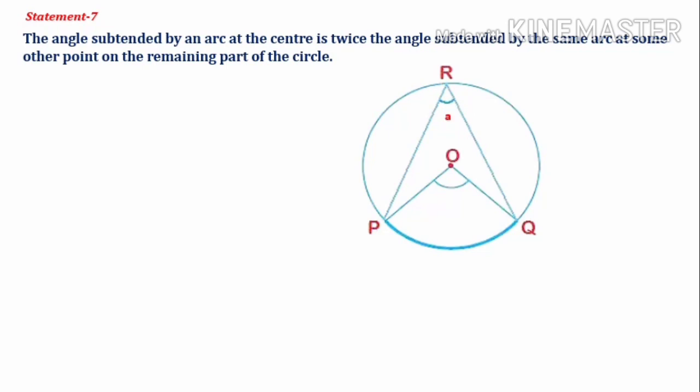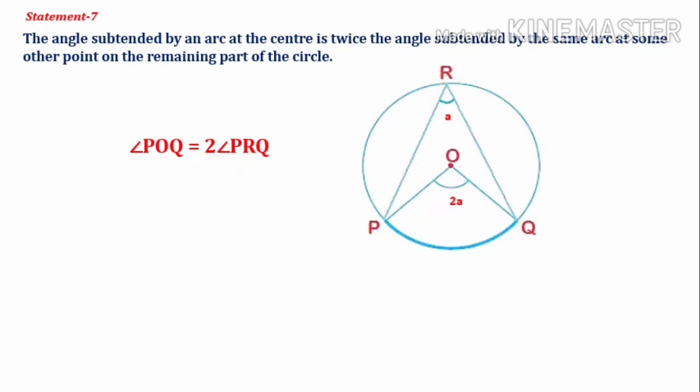For example, if you take this angle as A, the angle at the center is twice that, meaning 2 into A. Once again I repeat, the angle at the center is twice the angle at the circumference. If the circumference angle is 30, then the center angle will be 30 into 2, that is 60. So here angle POQ is the angle at the center, because the center is O, and it is twice the angle at the circumference, that is 2 into angle PRQ.